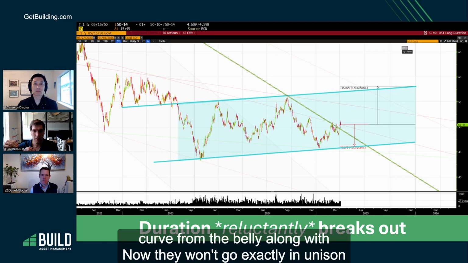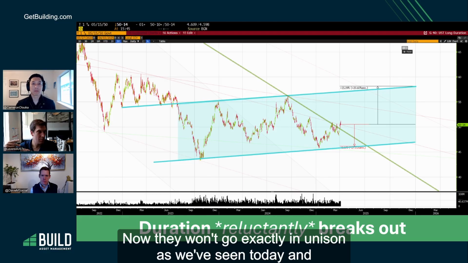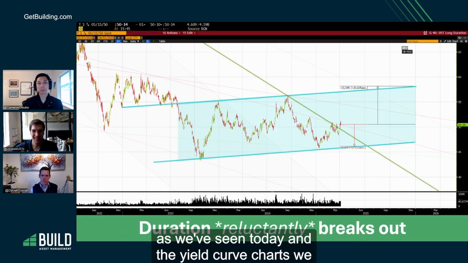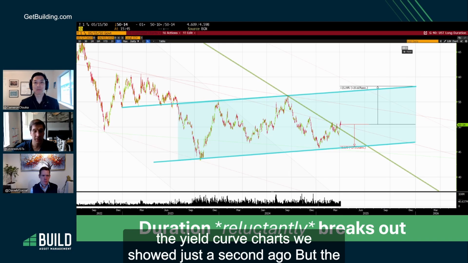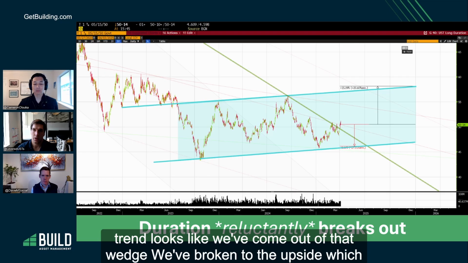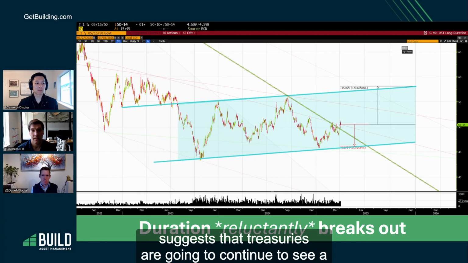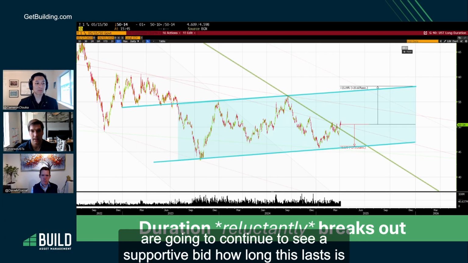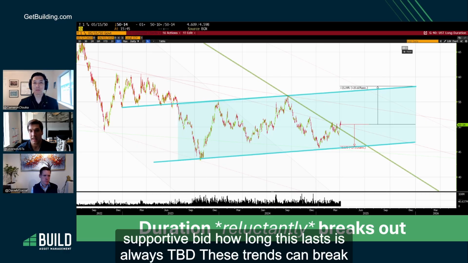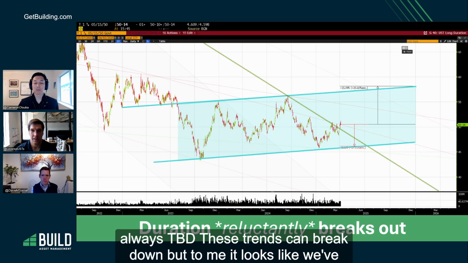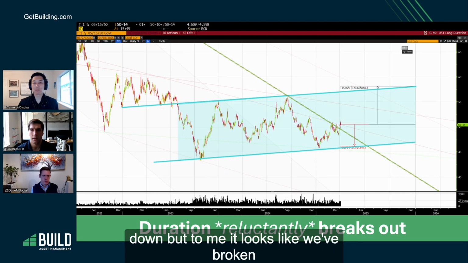Now they won't go exactly in unison as we've kind of seen today, and the yield curve charts we showed just a second ago. But the trend looks like we've come out of that wedge. We've broken to the upside, which suggests that treasuries are going to continue to see a supportive bid. How long this lasts is always TBD. These trends can break down.